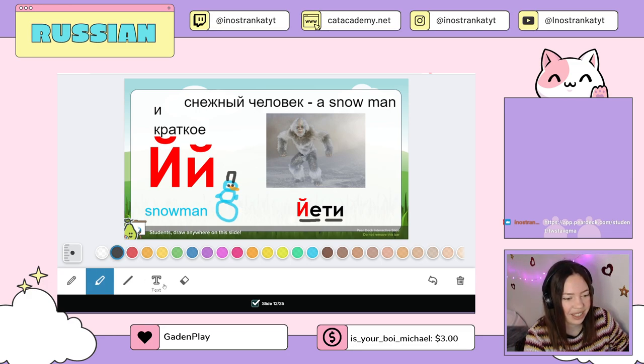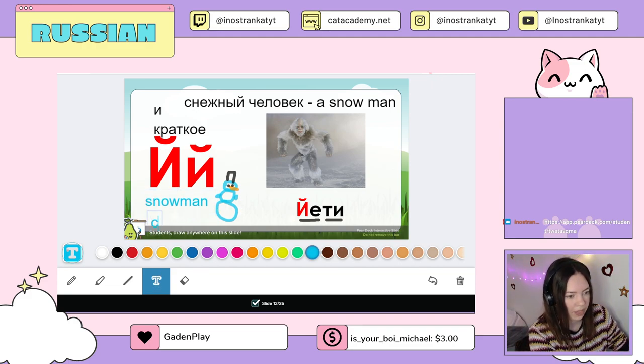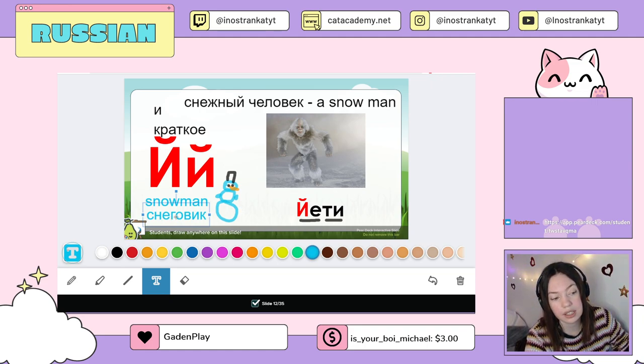But in Russian language we have a different name for it: Snegovik. The Russian word snegovik means something that is made of snow, but snezhny chelovek is a human who lives in the snow environment. Nevertheless, this letter is I kratkaya. It's the official name of this letter, but it makes the sound y. Yeti.